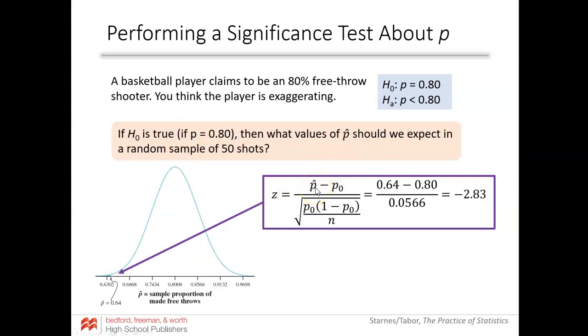So p hat is that value we just found. The 32 out of 50 was 0.64, minus the proportion from our null hypothesis, divided by that guy, which again came from this formula, and it comes out to negative 2.83. So that is a standardized test statistic.